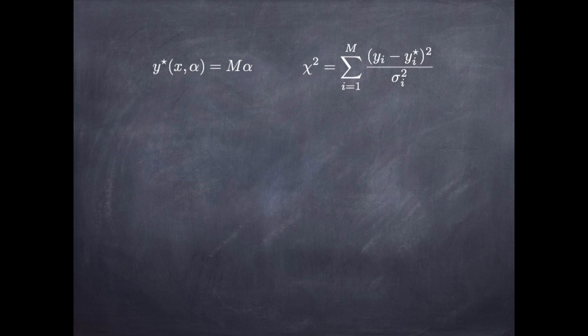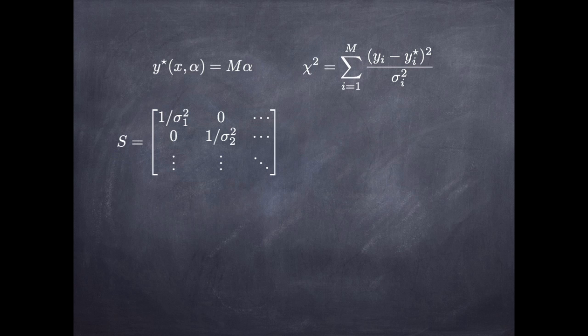So let's think about the fact that y star is M times alpha, and let's see if we can figure out how to compute chi-squared as a matrix operation of some kind. So first of all, I need to introduce a new matrix. In addition to this model matrix, the M matrix, I have a matrix that keeps track of the uncertainties.